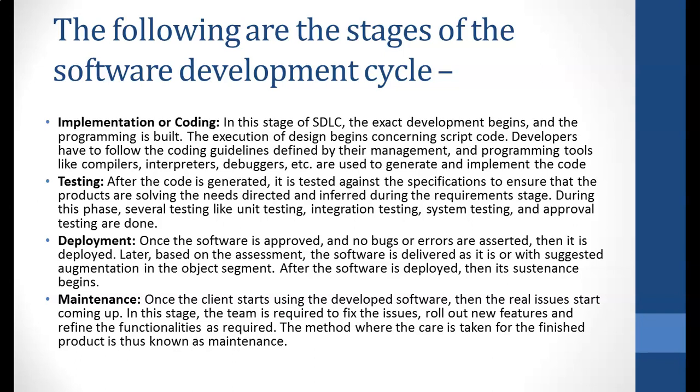During this phase, several testings like unit testing, integration testing, system testing, and approval testings are being done. You also have something called user acceptance test, wherein you invite the customer to test whether the actual developments have been according to their expectations. Then we have the deployment. Once the software is approved and no bugs or errors are asserted, then it is deployed. Later, based on the assessment, the software is delivered as it is or with suggested augmentations in the object segment.